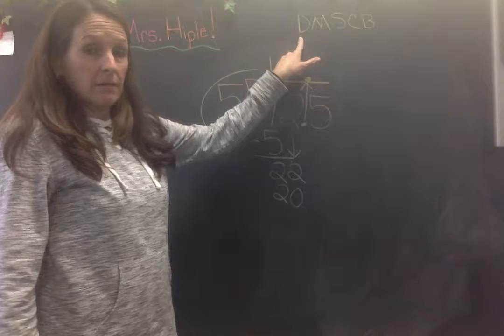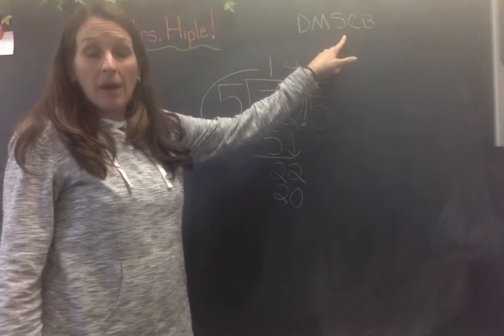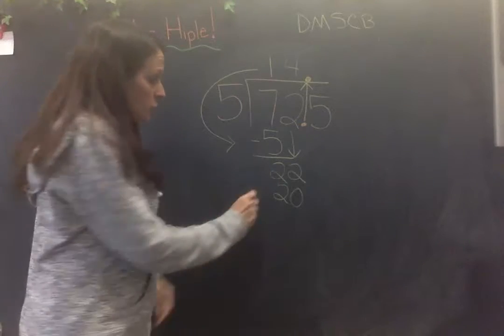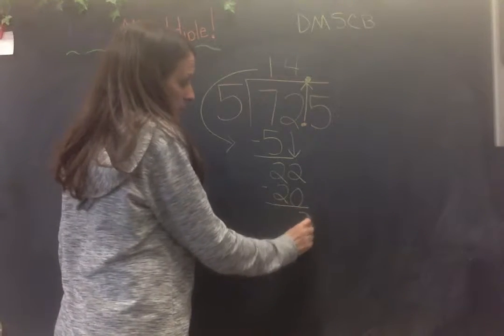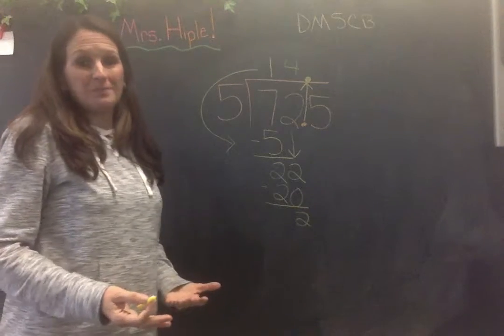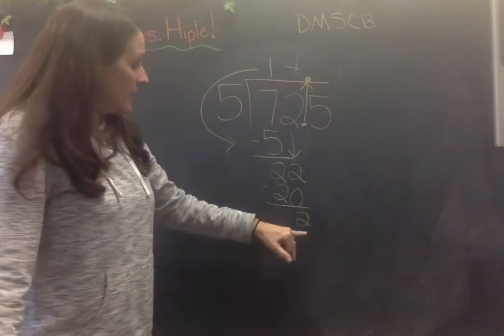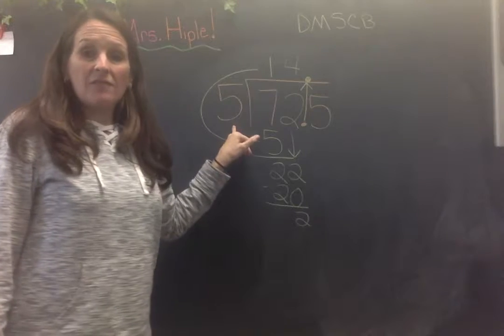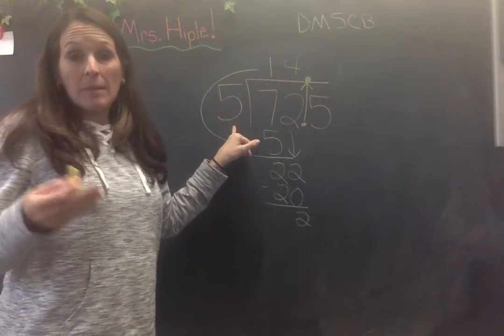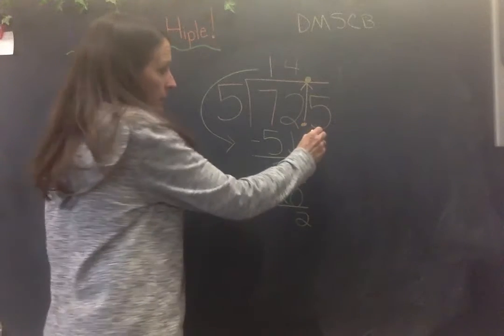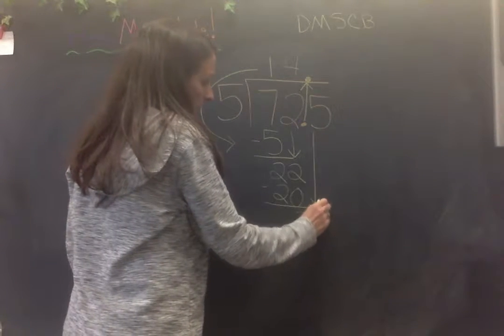I've divided, I've multiplied, and now I subtract, working from the bottom again. 22 minus 20 is 2. So I have subtracted. Now let's check. Is 2 less than 5? And it is. So that means I can keep working through my process. Bring down. I have one more number to bring down, and that's my 5.